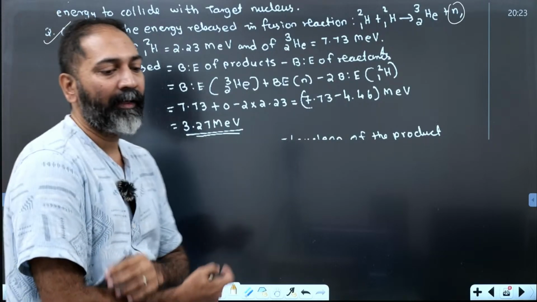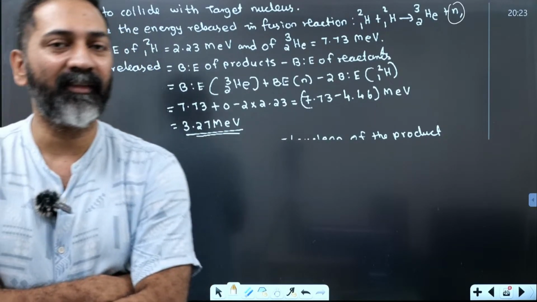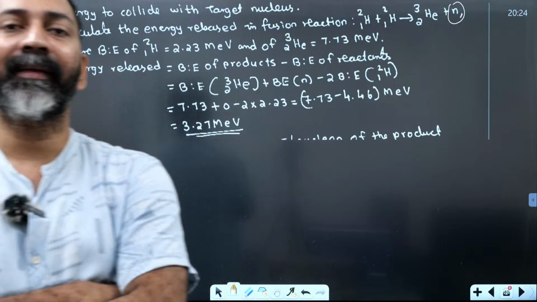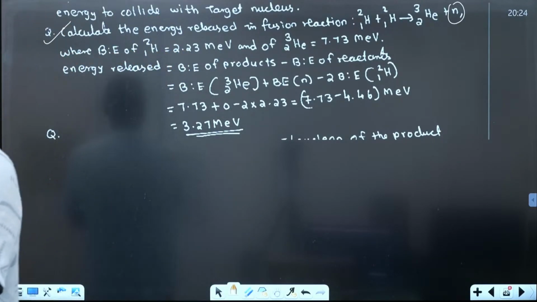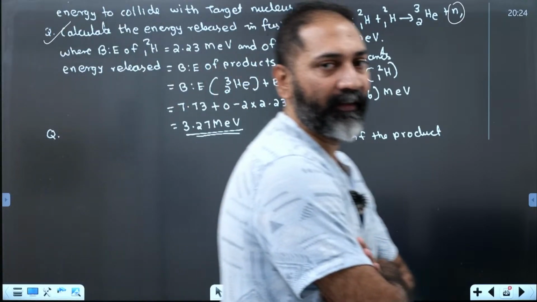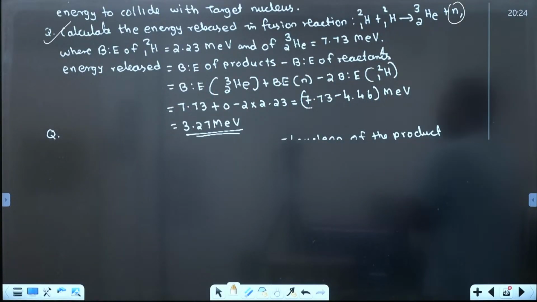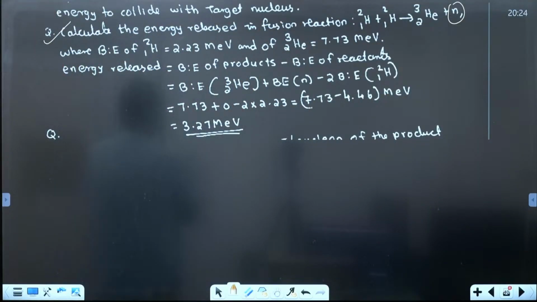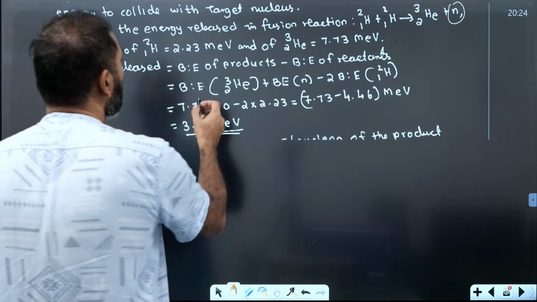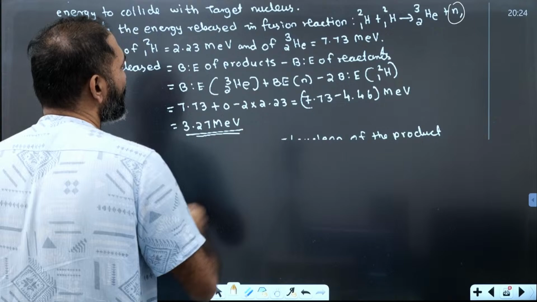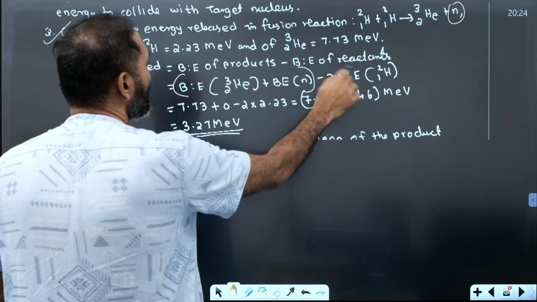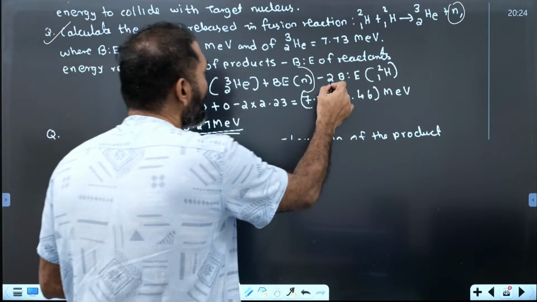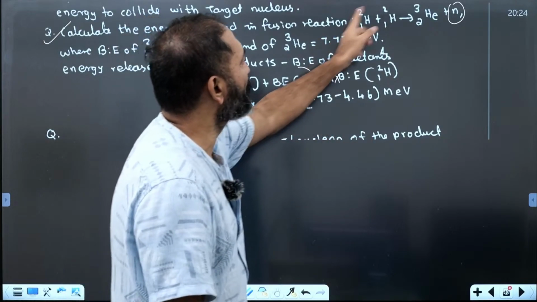Always remember in nuclear reactions, this question is very tricky. The product will have more binding energy. That is the purpose of a nuclear reaction. So the energy released is the binding energy of products minus the binding energy of reactants. Binding energy of 2He3 plus binding energy of the neutron minus 2 times the binding energy of 1H2, because there are two 1H2.